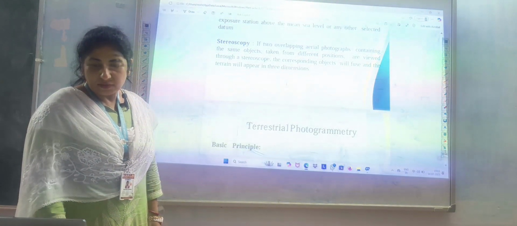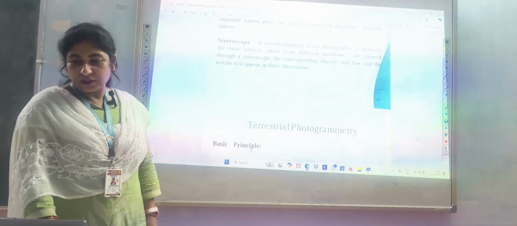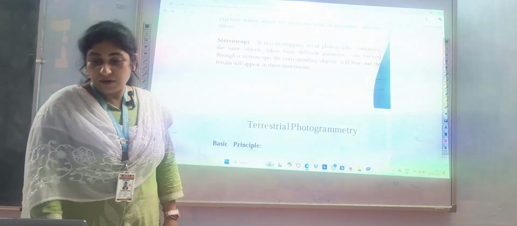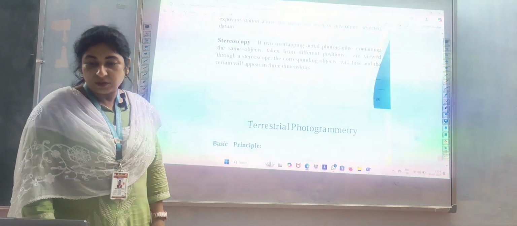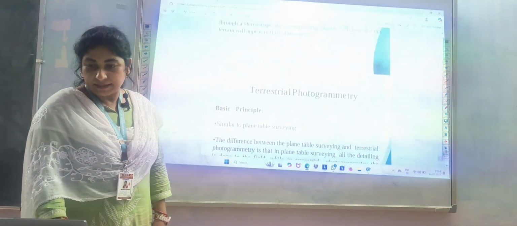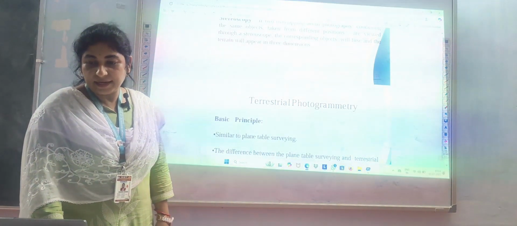Third one is stereoscopy. If two overlapping aerial photographs containing the same object taken from different positions are viewed through a stereoscope and corresponding objects will fuse, the terrain will appear in 3 dimensions.